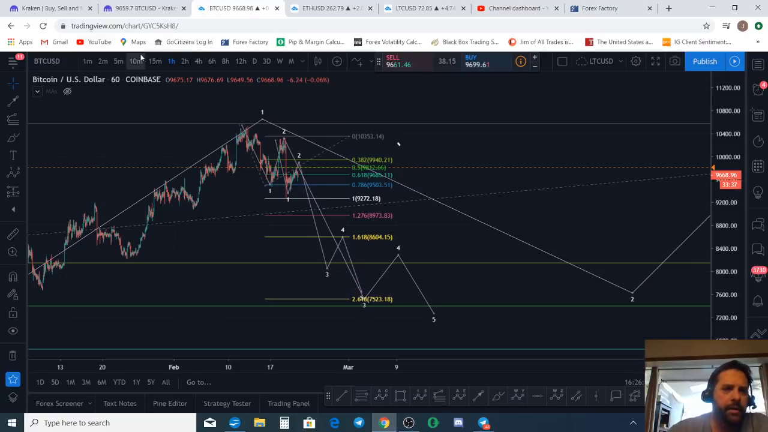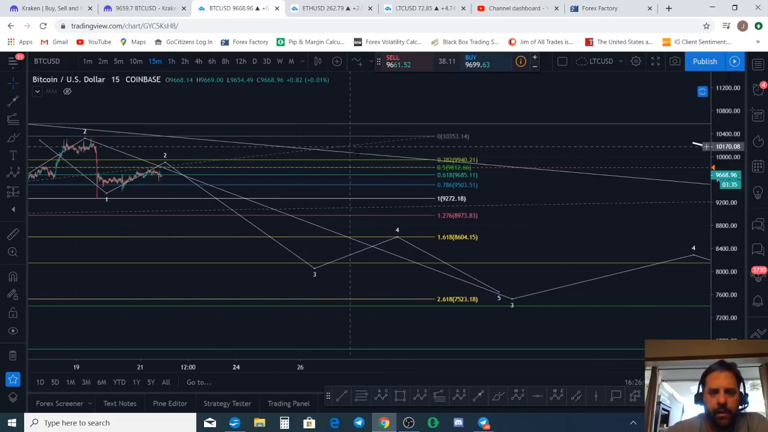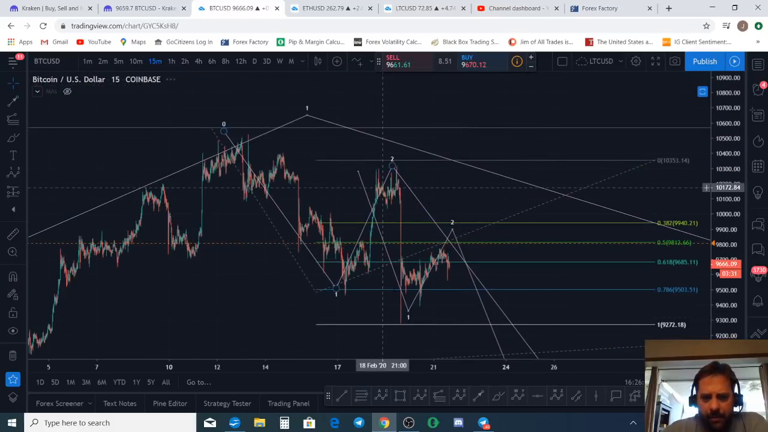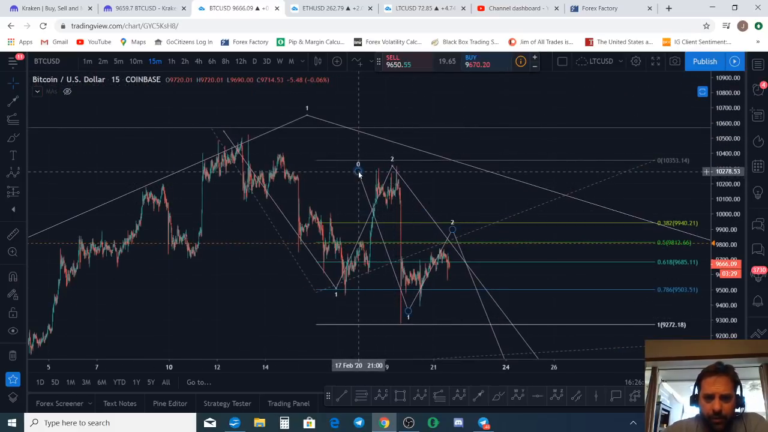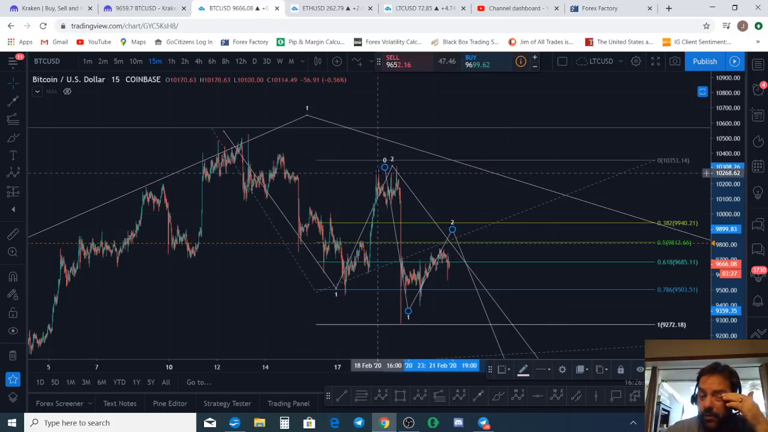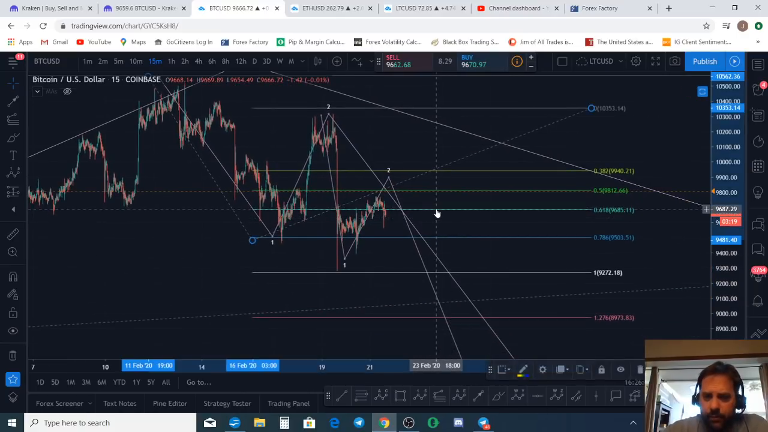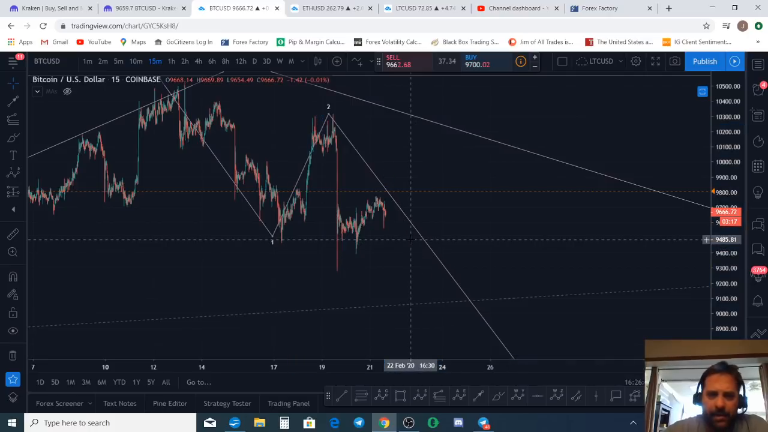Okay, let's zoom in here and take a peek. We've already had an impulse wave to the downside. I'm calling it a 1 wave of the third. So we're looking for a retrace back, and then a movement to continue on. Let's check it out and see where we would expect this to come back to.